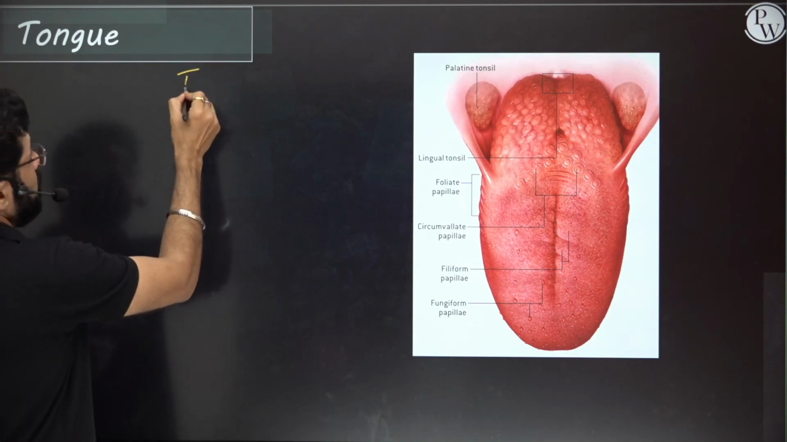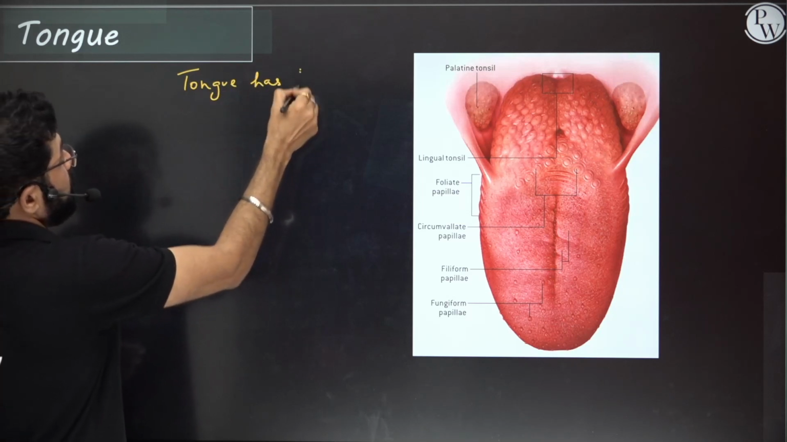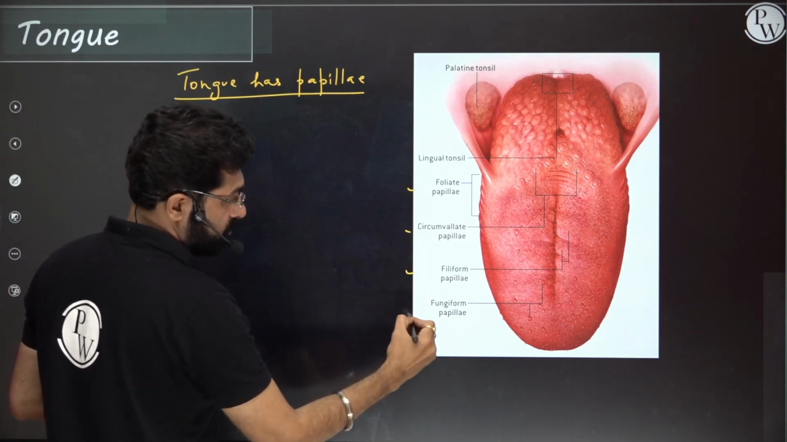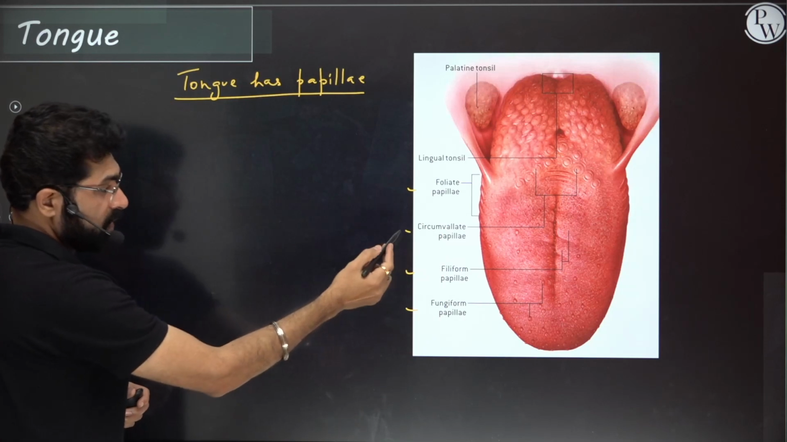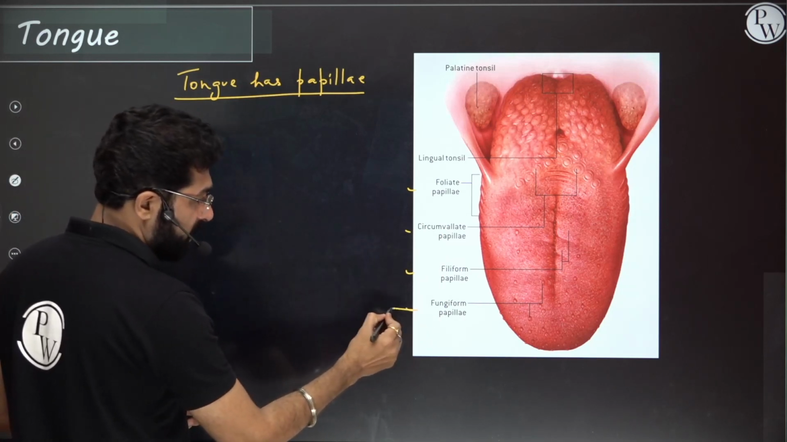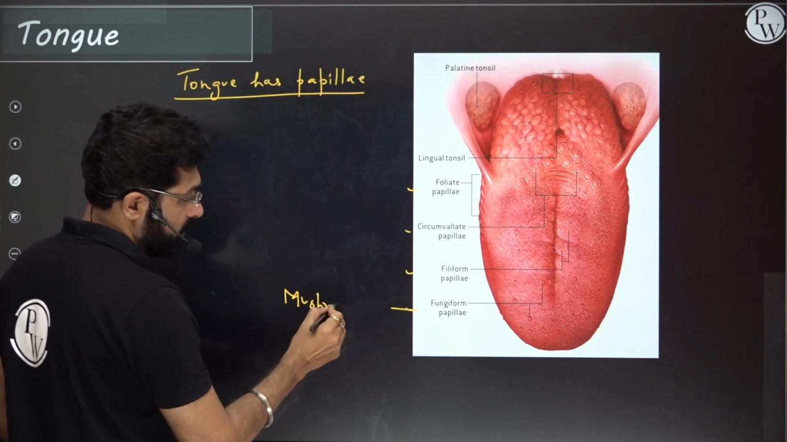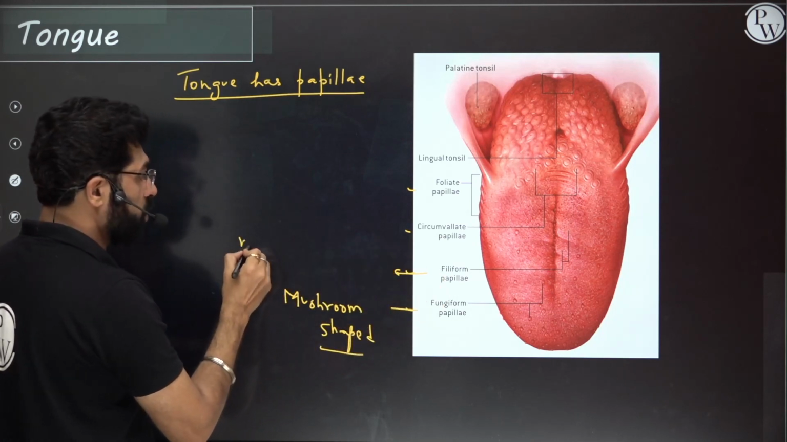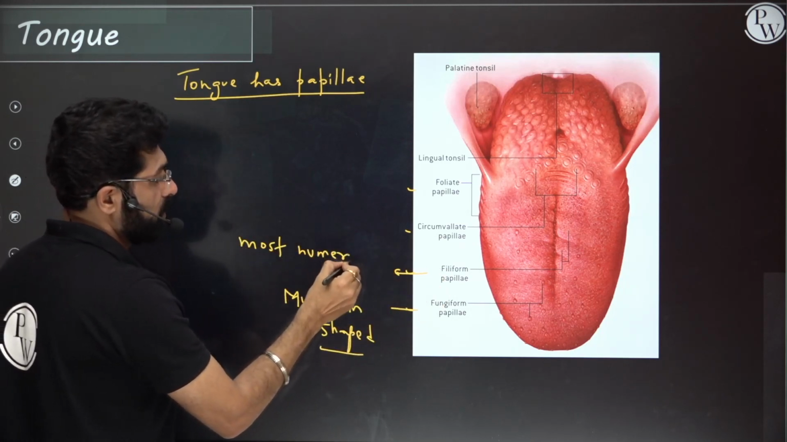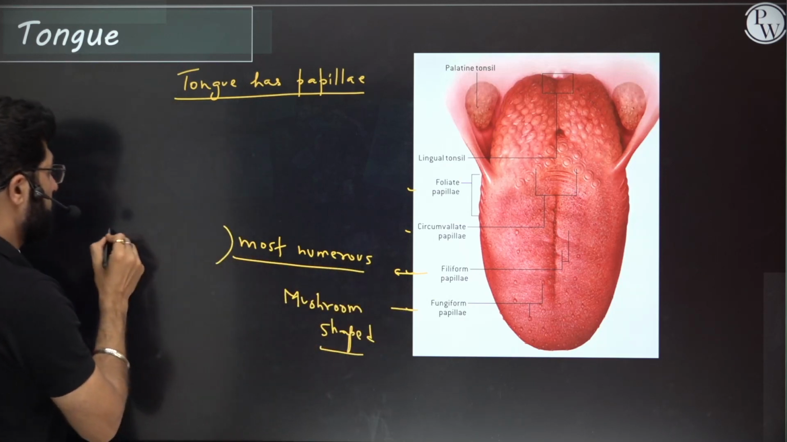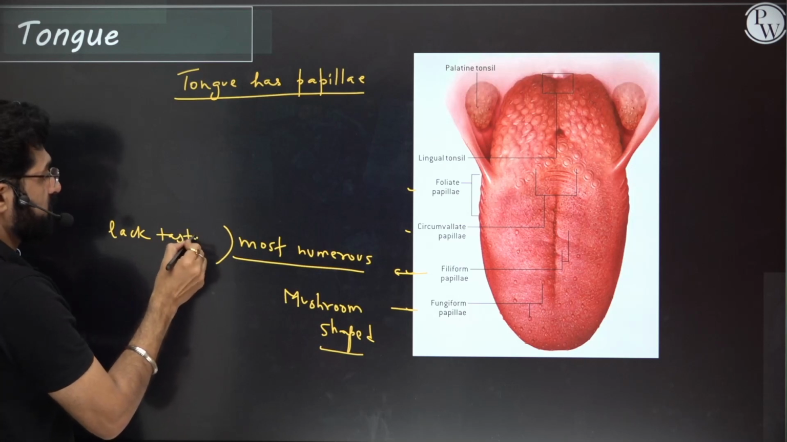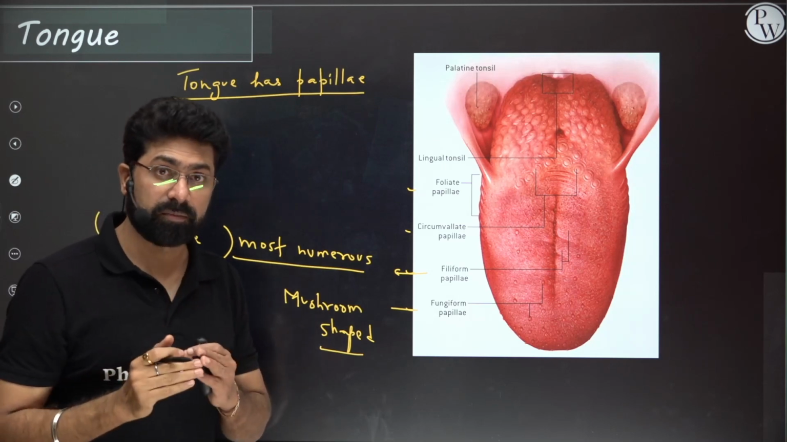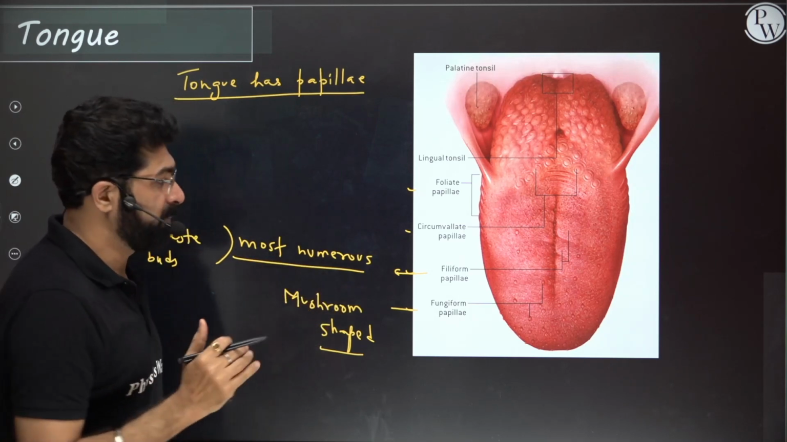Okay, tongue has some papillae. What are papillae? You can see four types of papillae are present in the human tongue. One is fungiform papillae. Fungiform papillae are mushroom-shaped papillae. Talk about filiform, they are most numerous, but they lack taste buds. Taste buds are absent, because usually the papillae will have the taste buds. But in this case, taste buds are absent.